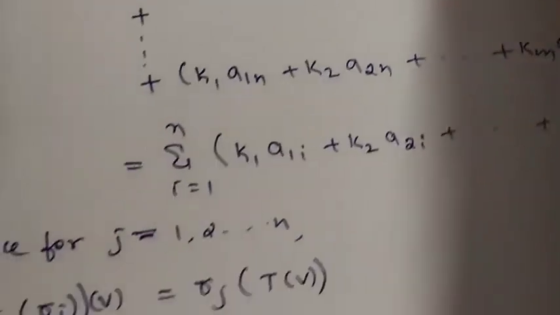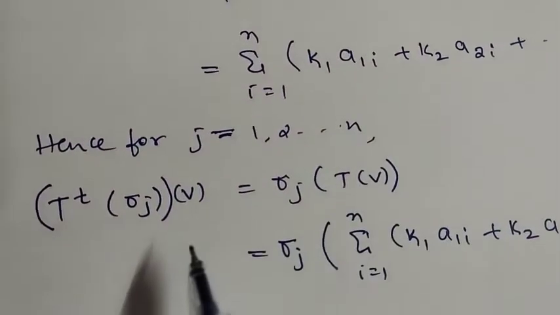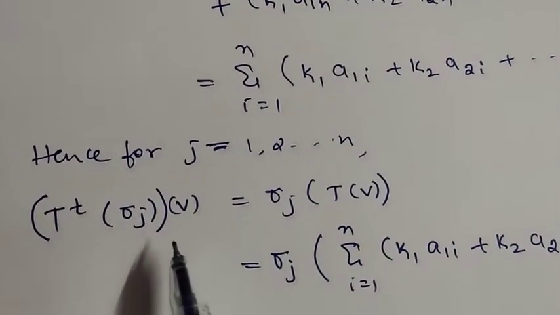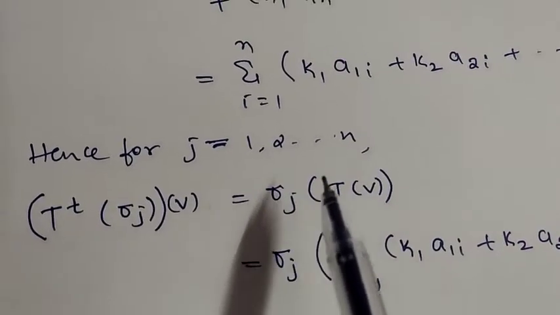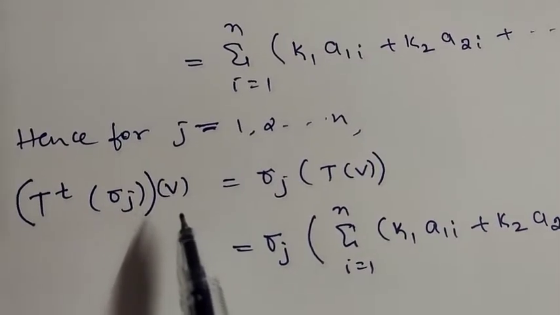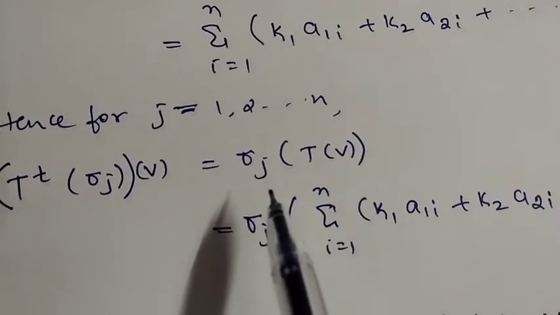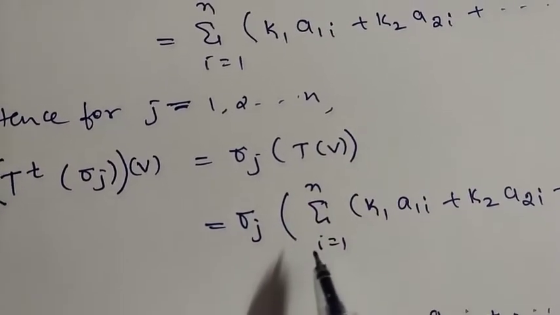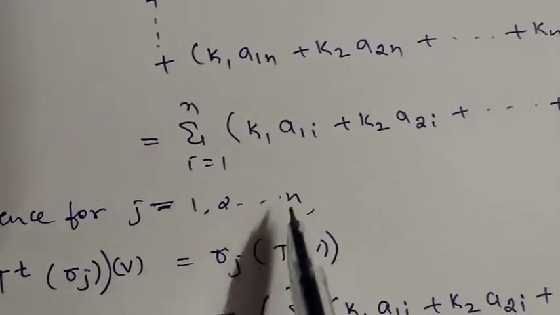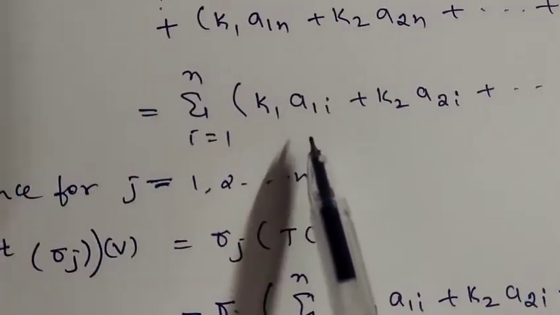Hence for j equal to 1 to n, T^T of sigma j of v is sigma j of T of v. Sigma j of T of v, and we just wrote the expression for T of v.